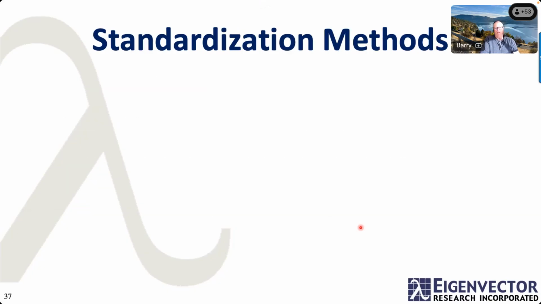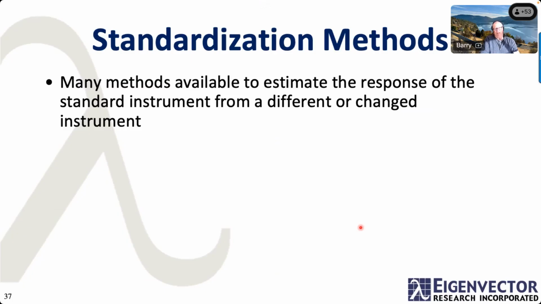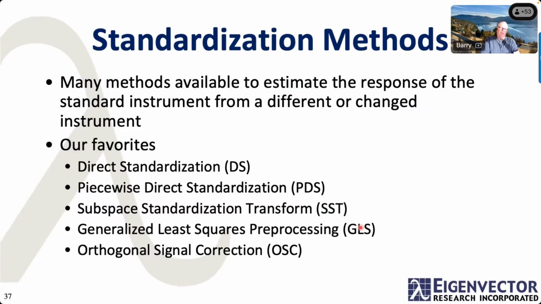And then, of course, there are the standardization methods. And there's a lot of methods available to estimate the response of your standard instrument from a different or changed instrument. And our favorites are direct standardization, piecewise direct, subspace standardization transformed, using GLS type filters or OSC. We've had good luck with all of these methods depending on the situation.